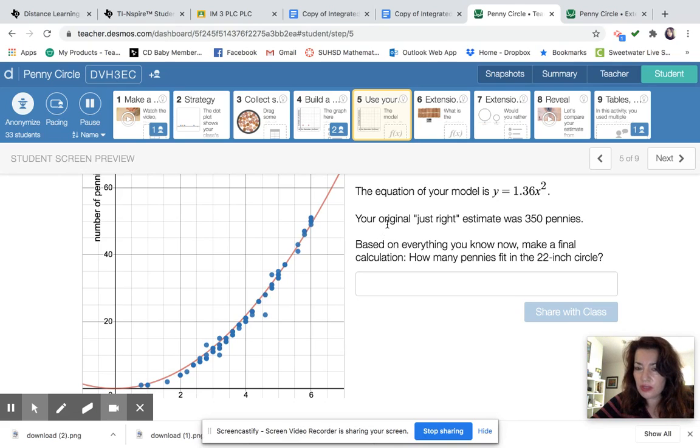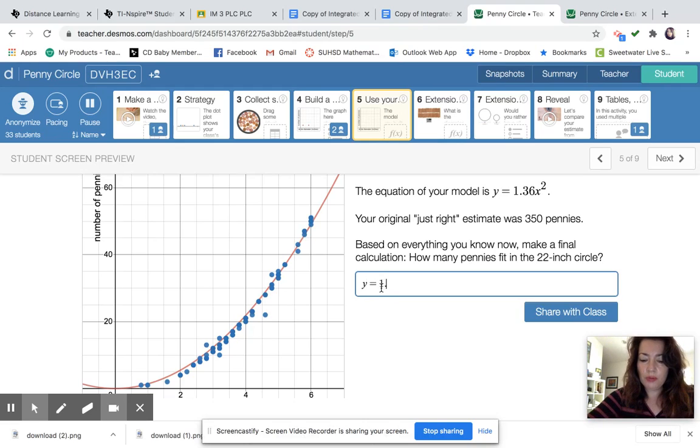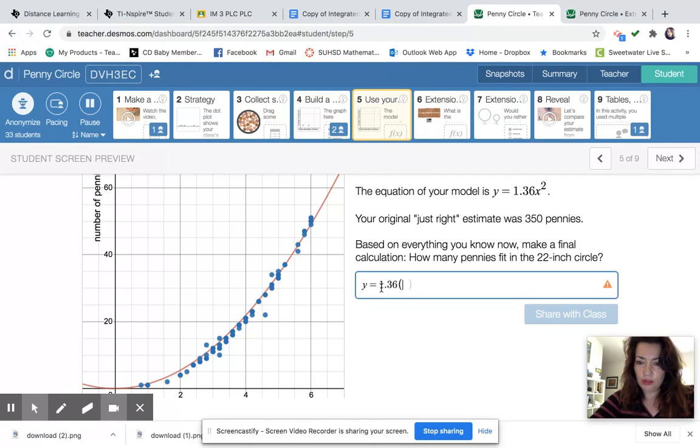All right, so then it goes on to say that my original just right estimate was 350 pennies. And then it says, based on everything you know, now make a final calculation. Because I'm given an equation, I can make a calculation using my equation. It says how many pennies fit into the 22-inch circle. So I'm going to just go ahead and type in the equation in the box here. Y equals 1.36, and I'm going to enter 22, and if I square 22, you can see it's already calculating for me on the right.